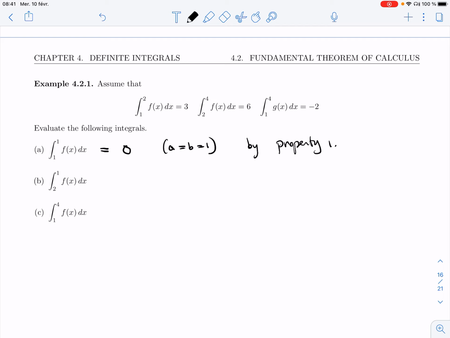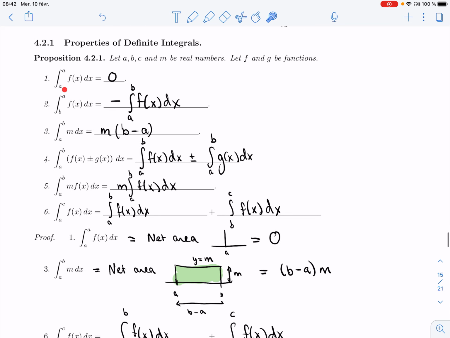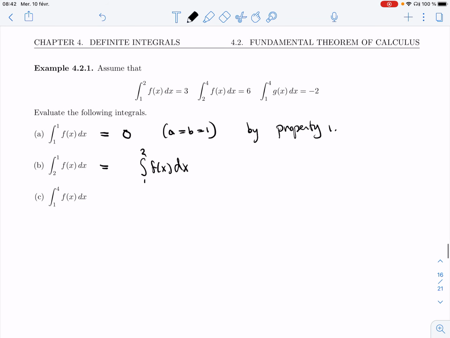Now the integral from 2 to 1, I don't have. I have 1 to 2, so I'm going to need to switch the 2 bounds. So I'm going to put 1 under and f on top. And from property 2, I know that when I switch the bounds, I need an extra minus. So this is the one I'm going to use, and all it's going to cost me is an extra minus in front. Now this I have to be equal to 3, and so I'm going to get minus 3.